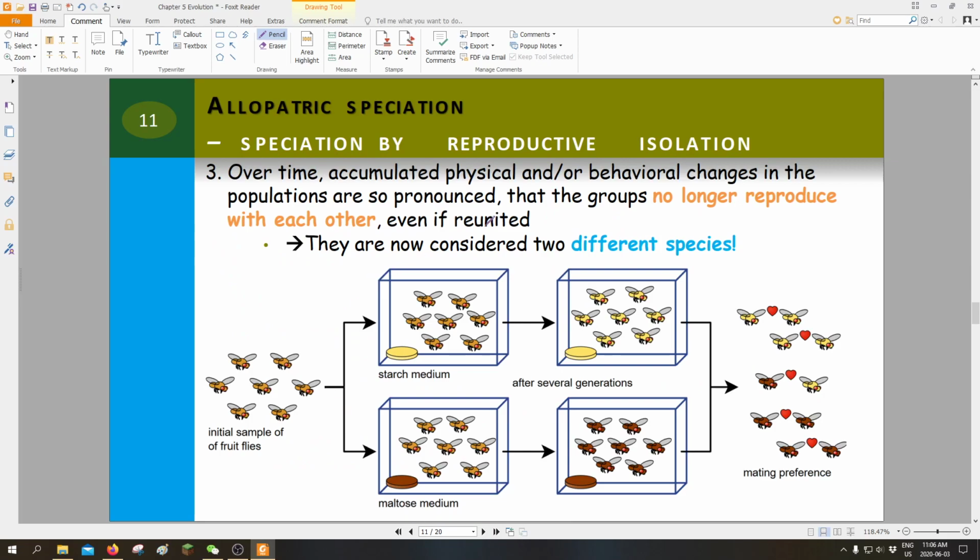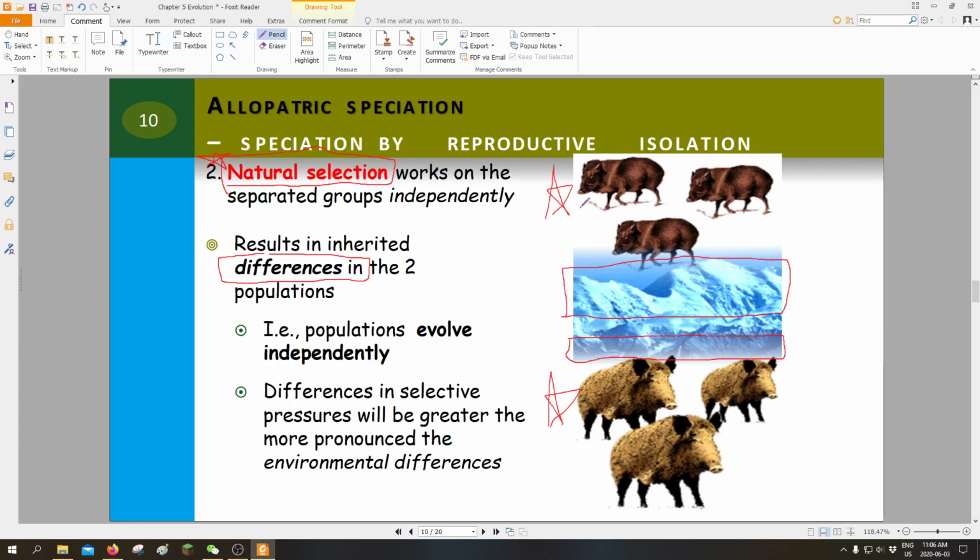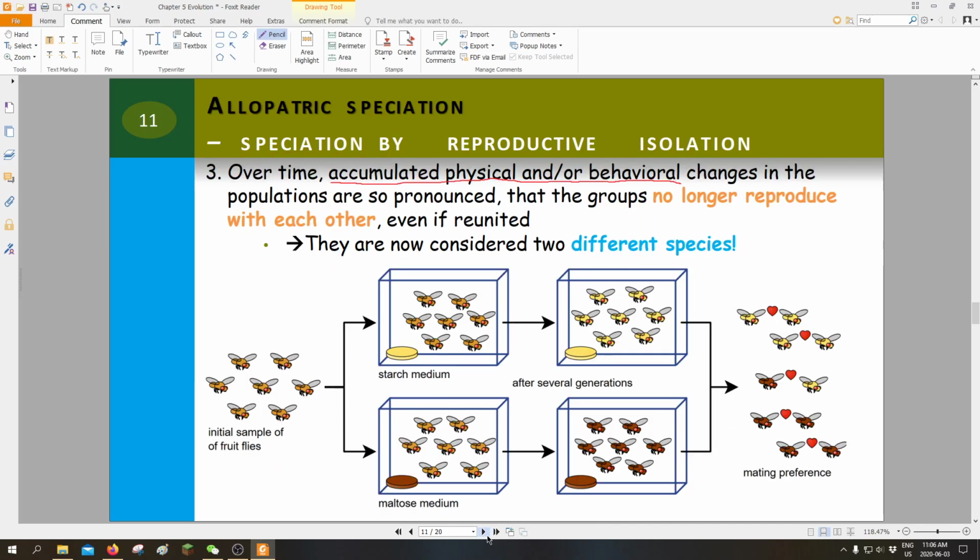Now, like I said before, over time, many different physical and behavioral changes in the populations are going to be very, very pronounced, okay? So maybe in the beginning, certain boars would be similar to the other ones, but then over time, they're going to become more and more different as they adapt to their very different environments. After a while, it's going to become so different, okay, that genetically, physically, and behaviorally, they will no longer be able to reproduce with one another, even if they are reunited and put back together, okay? They are now considered different species, and then that is when we can say that speciation has happened.